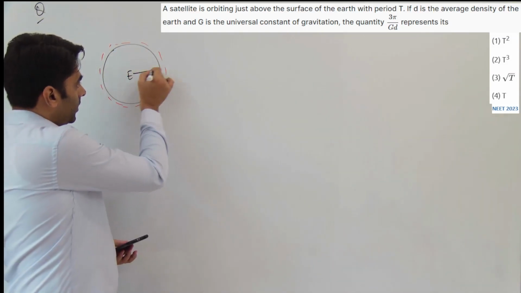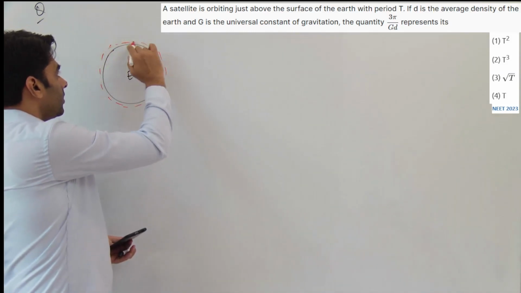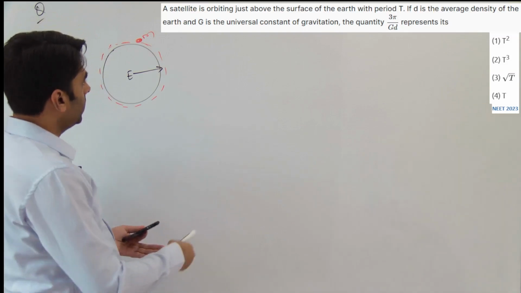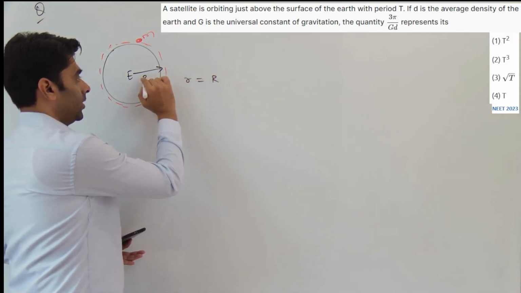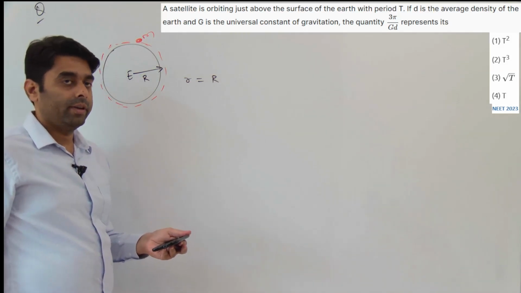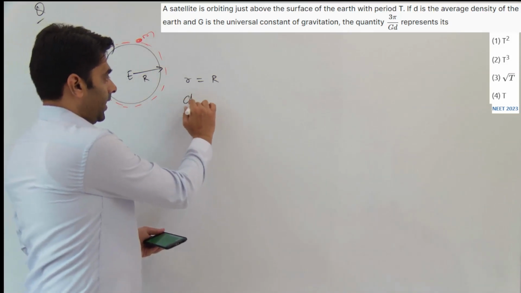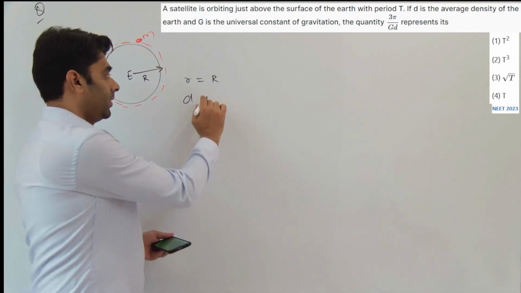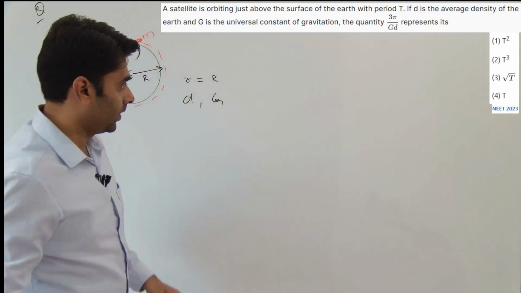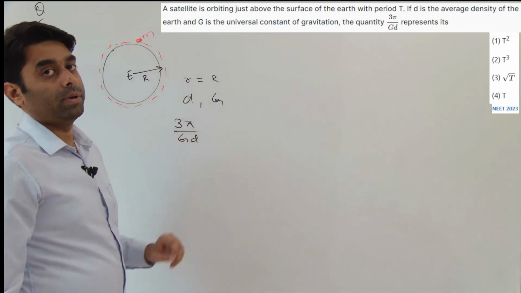That the orbital radius of the satellite, let's say this is our satellite of mass small m, will be equal to the radius of Earth only. It is very near the surface, which means the orbital radius is equal to the radius of Earth. If d is the average density of the Earth and G is the universal gravitation constant, then the quantity 3 pi by Gd represents what, in terms of time period?